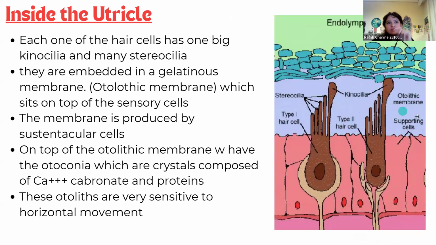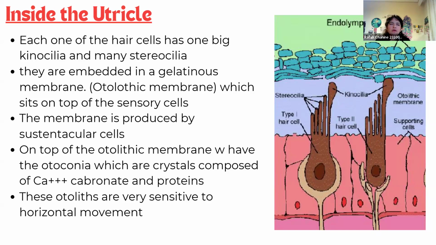This otolithic membrane is the one that sits on top of these sensory cells. Now, on top of the otolithic membrane, on top of the hair cells and the cilia, we have otoconia or otoliths. What are they? This is the main reason that the saccule and the utricle are called otolithic organs. It's because they contain these otoconia and these otoliths. What they are is very small stones made of calcium carbonate and other proteins.